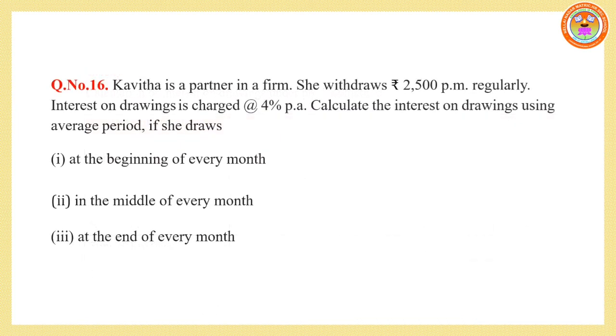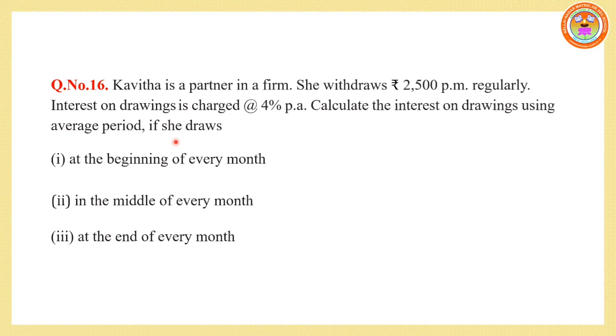Sum number 16. Kavita is a partner in a firm. She withdraws rupees 2,500 per month. So monthly she has withdrawn 2,500 regularly. Interest on drawings is charged at 4% per annum. Calculate interest on drawings using average period. So that means third method, average period method.